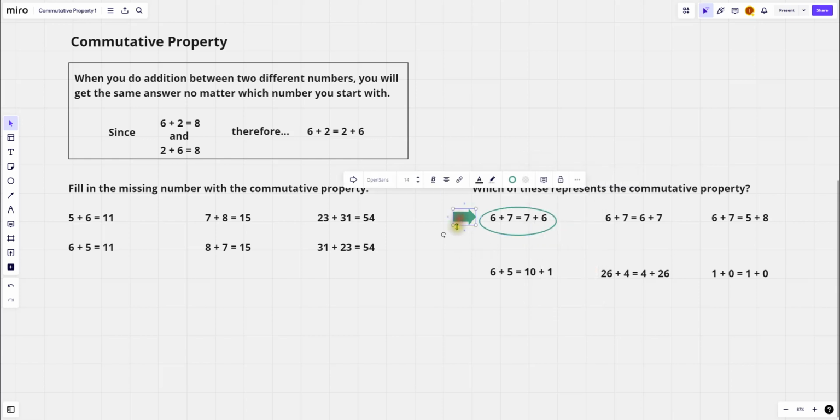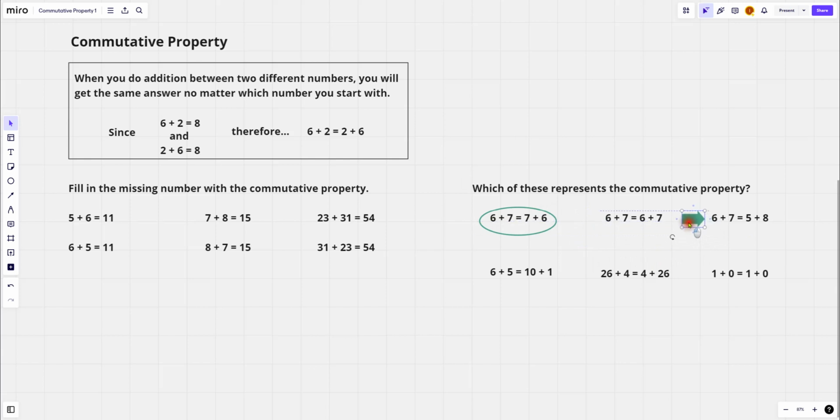Okay, let's test this one out. Does this look like the commutative property? 6 plus 7 equals 6 plus 7. Here I put the same numbers, so I have two different numbers, but I'm putting them in the same order. Does this show the commutative property? No. It is true though, 6 plus 7 is 6 plus 7, but it doesn't represent the commutative property because we're not switching the order on the other side like we did over here. Okay, so we're not going to circle that one.